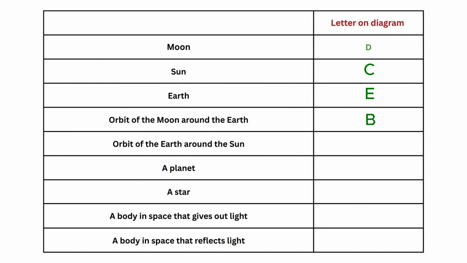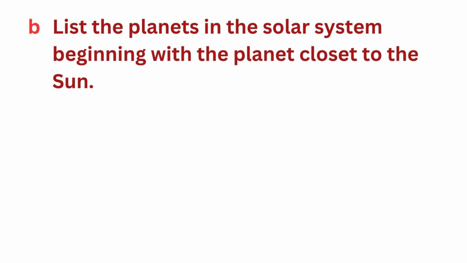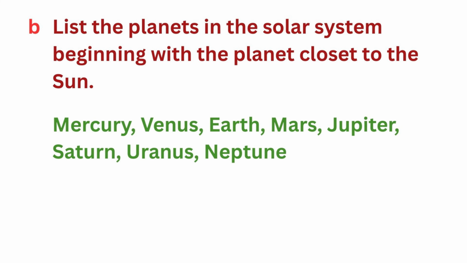Orbit of the moon around the earth, B. Orbit of the earth around the sun, A. A planet, E. A star, C. A body in space that gives out light, C. A body in space that reflects light, E or D. B. List the planets in the solar system beginning with the planet closest to the sun.